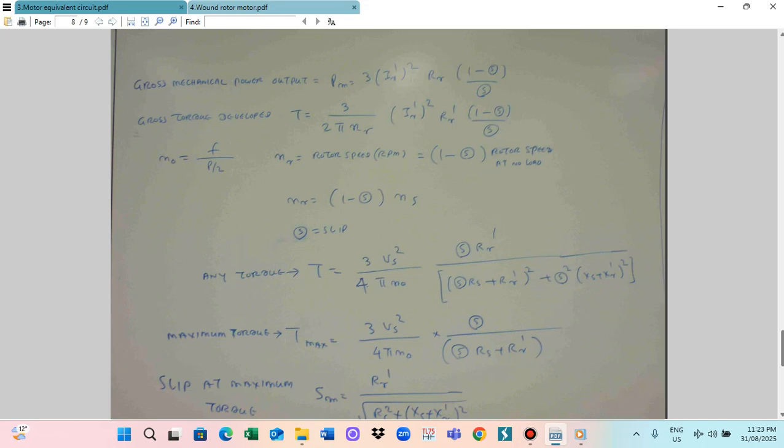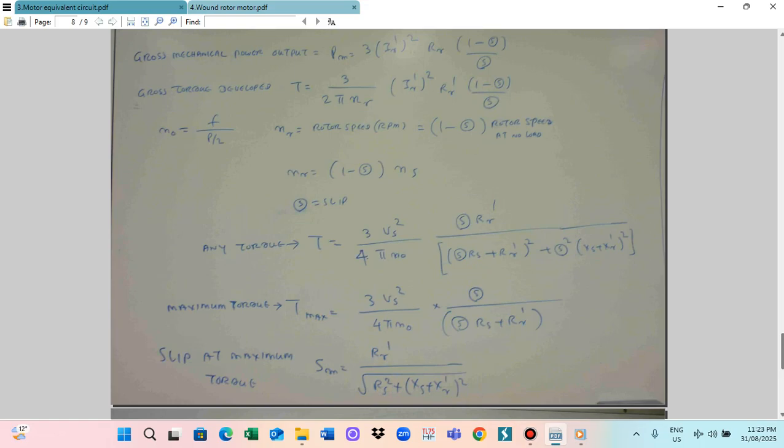In this case, you can also calculate the motor speed. The rotor speed at slip s is Nr = (1 - s) multiplied by the no-load speed, so Nr = (1 - s) Ns, where s is the slip. We also calculate the torque condition. If you know the stator winding resistance, the slip, and the rotor winding resistance referred to the stator side, you can calculate the torque. The torque is equal to 3 Vs² divided by 2π Ns, multiplied by s Rr' divided by s, multiplied by (Rs + Rr'/s)² plus (Xs + Xr')².